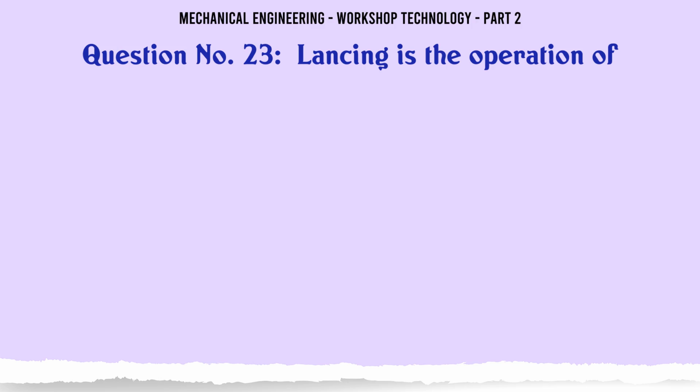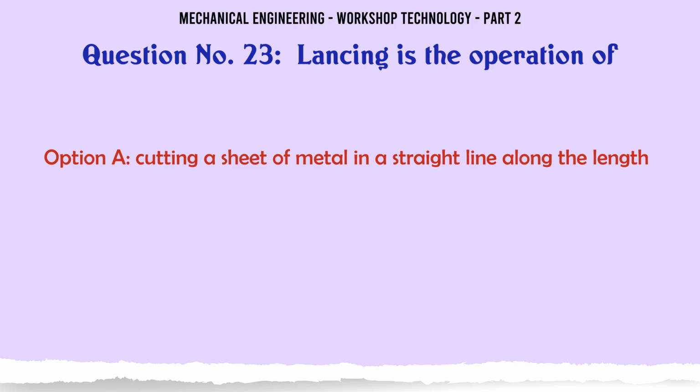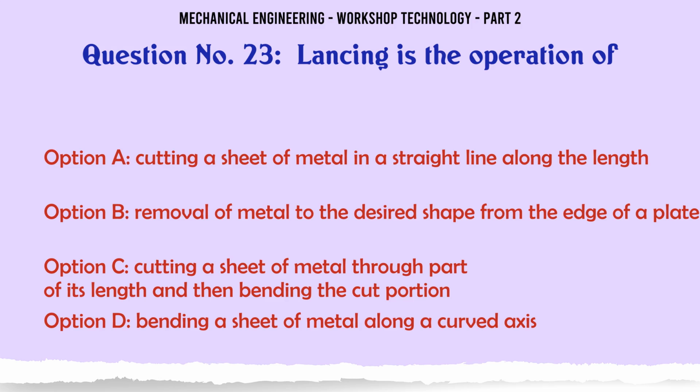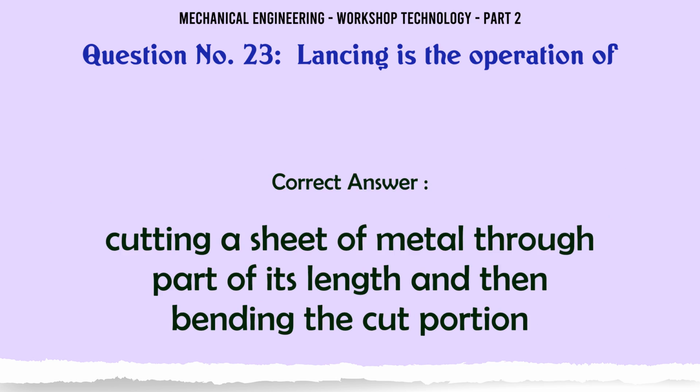Lancing is the operation of A. Cutting a sheet of metal in a straight line along the length, B. Removal of metal to the desired shape from the edge of a plate, C. Cutting a sheet of metal through part of its length and then bending the cut portion, D. Bending a sheet of metal along a curved axis. The correct answer is cutting a sheet of metal through part of its length and then bending the cut portion.